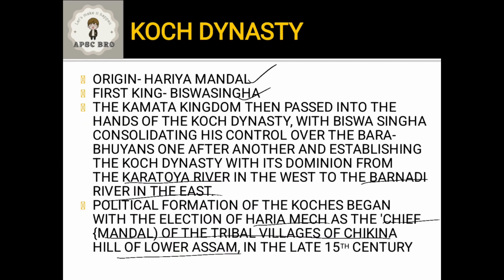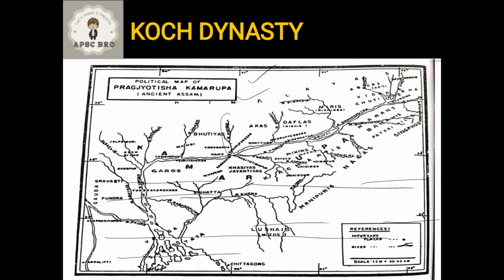See this. I have already told you the initial Koch dominion was from the Karatoya River in the west to the Barnadi in the east, right? You can see here Barnadi is somewhere here and the Karatoya River is here. So this region was the initial dominion of the Koch kingdom.